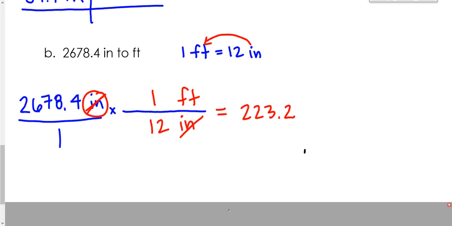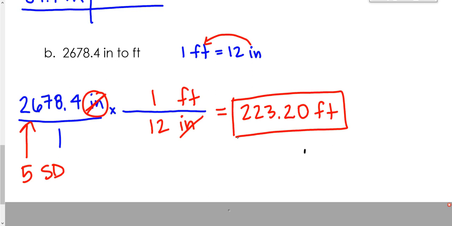223.2. If you've learned about sig digs, though, I should have 5 because this number has 5 sig digs. So to give it one more sig dig, I'm going to put another 0 on the end. And my unit would be feet. And there is my answer. And that is how you do a one-step conversion.